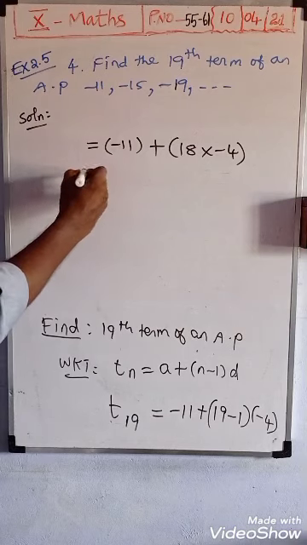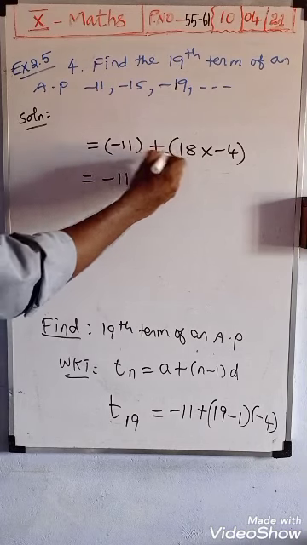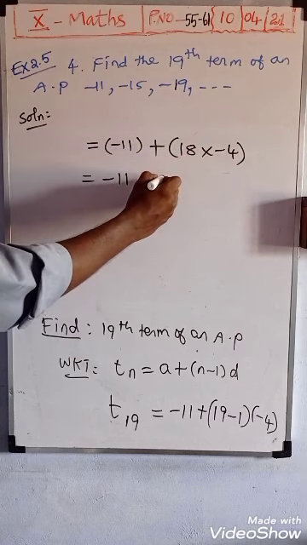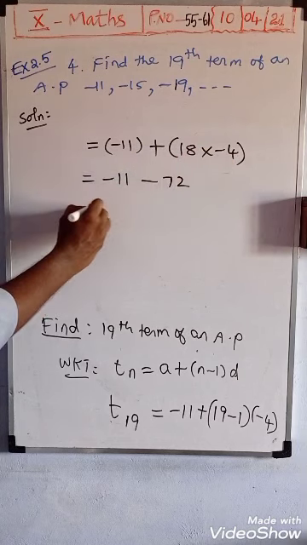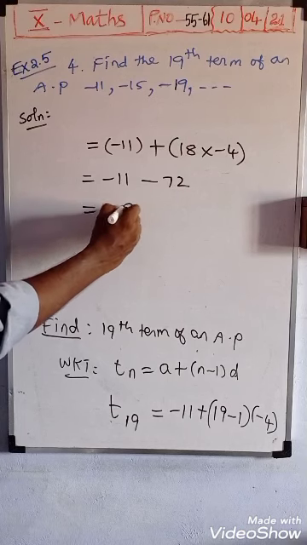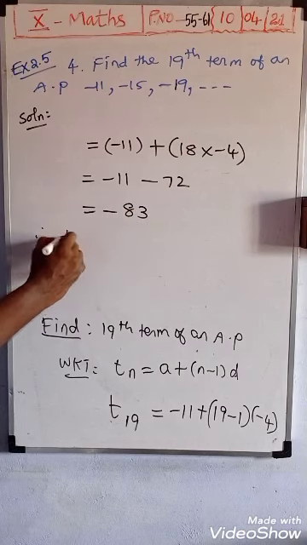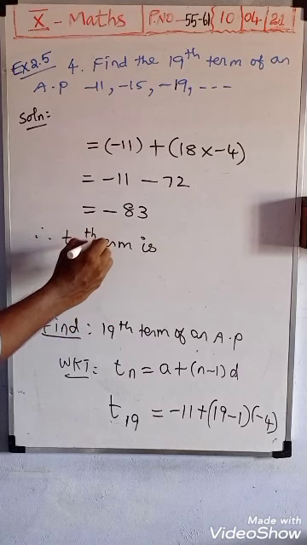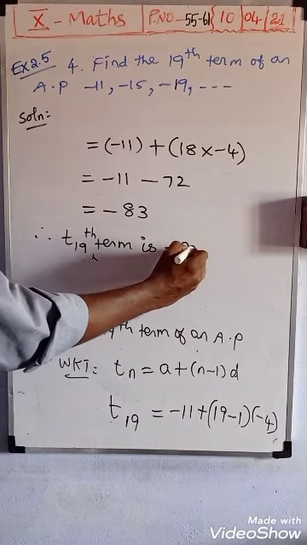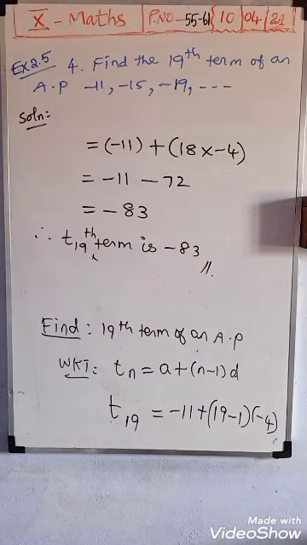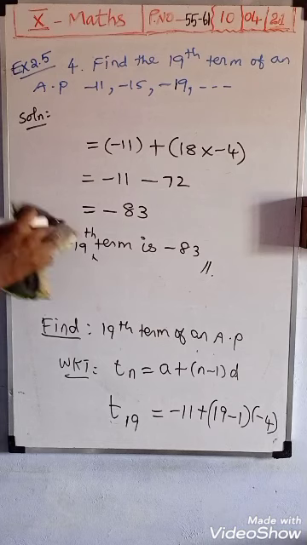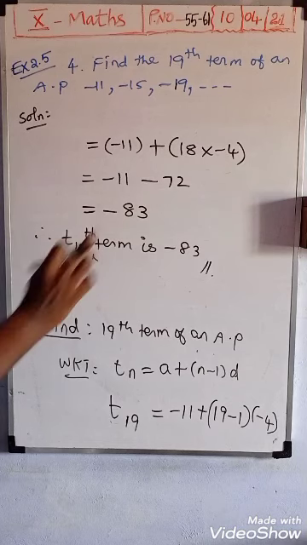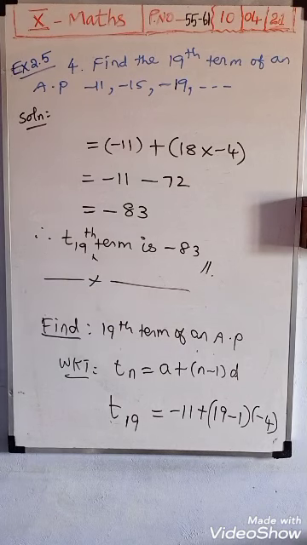So this is equal to minus 11. Here plus into minus, minus 18 fours, you should multiply, means 72. Now both are minus, you should add and put the same symbol, minus 83. Therefore T 19th term is minus 83. So the 19th term of the AP is minus 83, that is the answer. That's all. So using the Tn formula we received the answer.